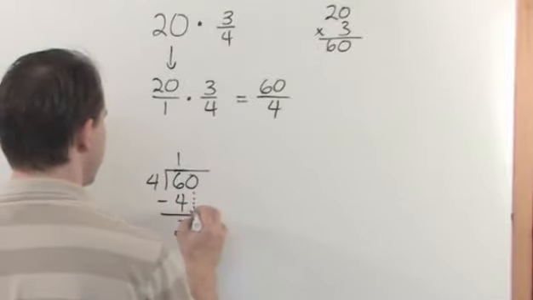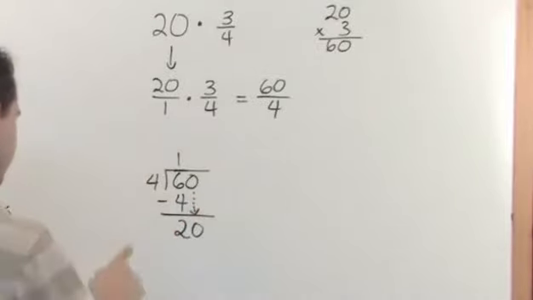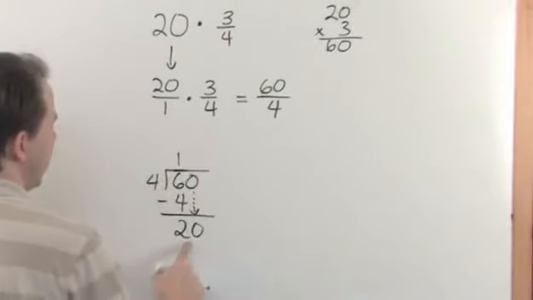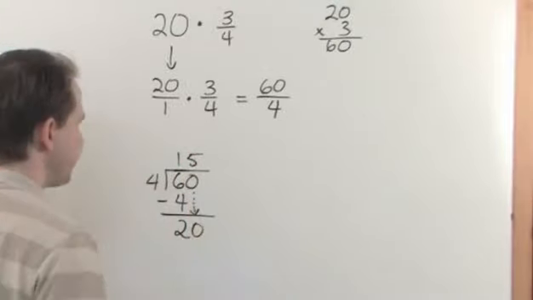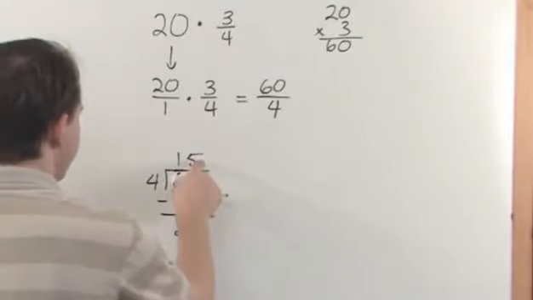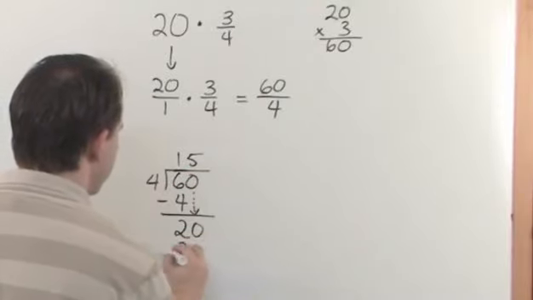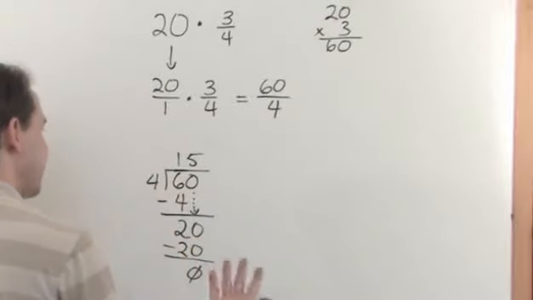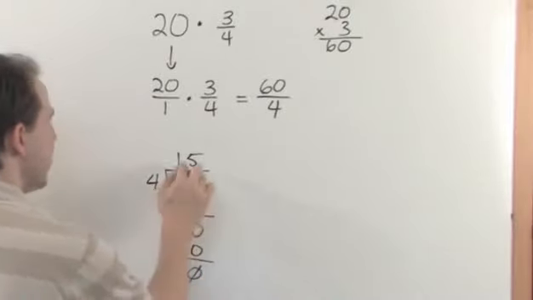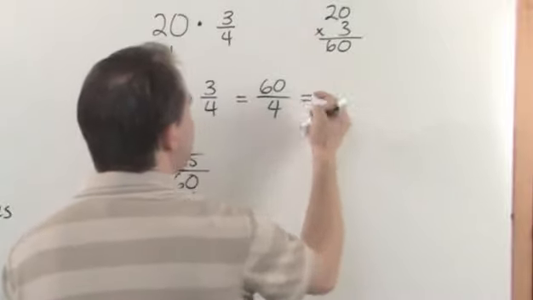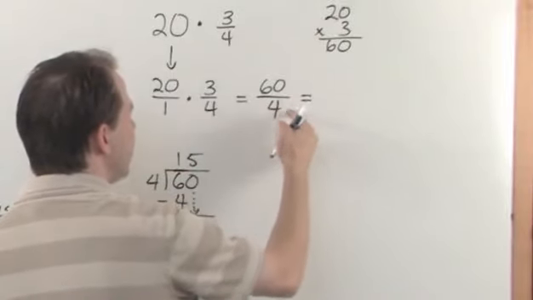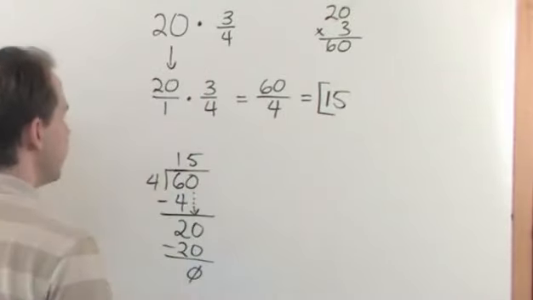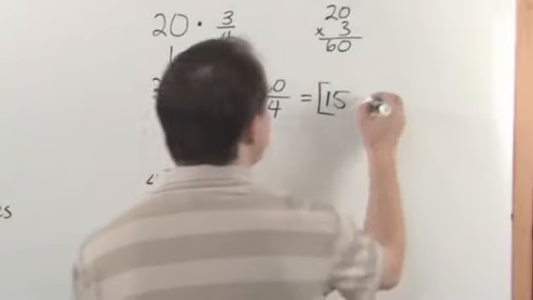And after we've done the subtraction, we always drop down the next digit. 4 goes into 20 how many times? That's another way of saying 4 times what gives you 20. From your multiplication tables, that's 5. So 4 times 5 is 20, and we subtract and get a remainder of 0. So 4 goes into 60 an exact number of times because there is no remainder left over. It goes 15 times. So this fraction, 60 over 4, is 15, because that is exactly what a fraction is. It is division. So 15 students.